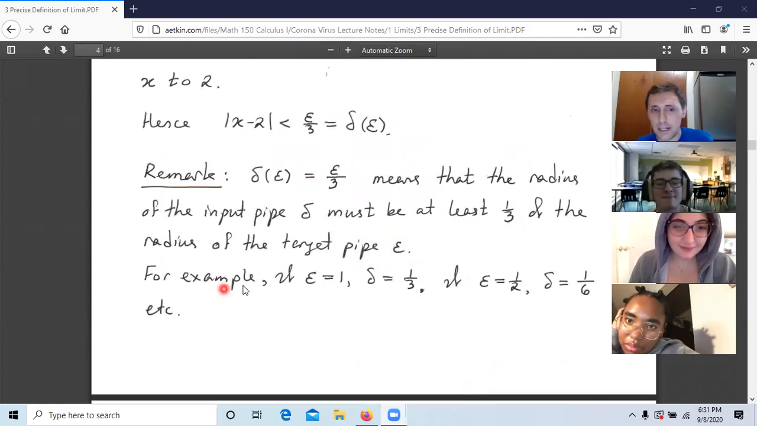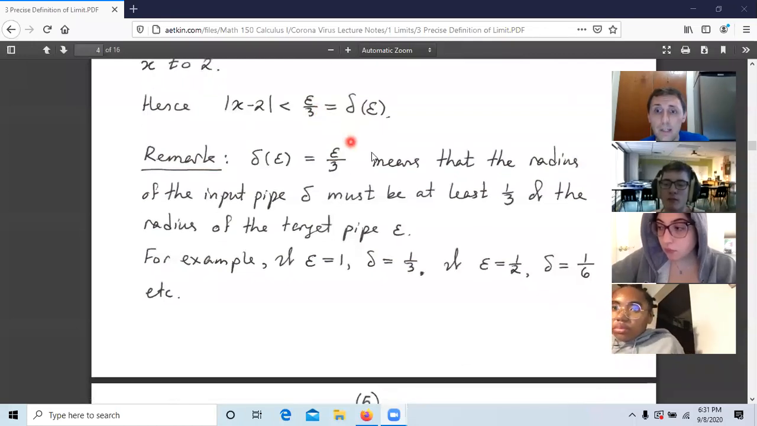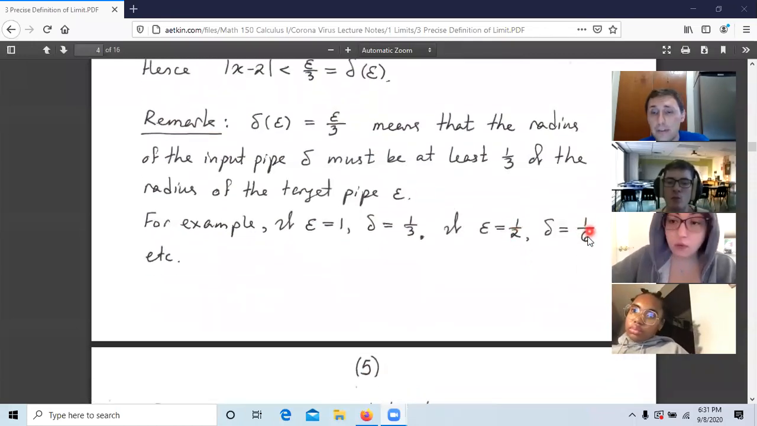So here it is again, right? If epsilon in that case was 1, I have to select delta which is 1/3 or smaller. I can always select a smaller input pipe, but delta equal to epsilon over 3 gives me what I need. If I select it wider, maybe I will cause some particles to go farther than I want. If epsilon is 1/2, I have to select delta equal to 1/6, etc.